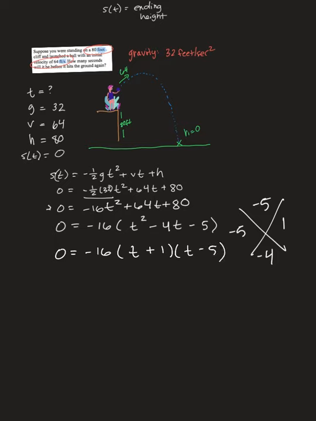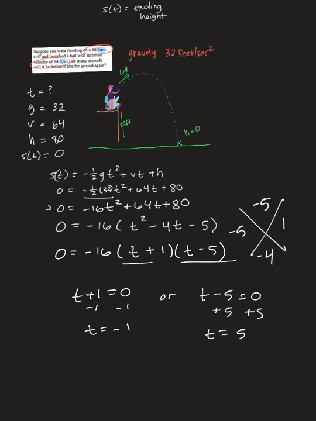Okay, and then now we can solve. So we set each one of our little factors equal to 0. So t plus 1 equals 0, or t minus 5 equals 0. And then subtract 1, subtract 1. So t is equal to negative 1, add 5, or t is equal to positive 5.